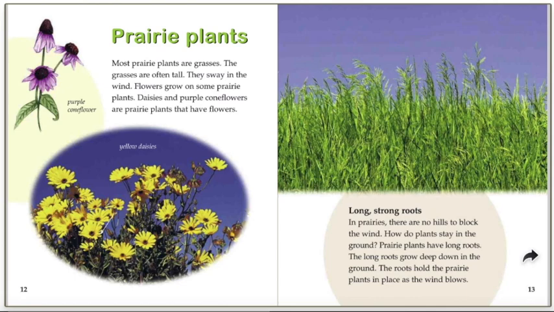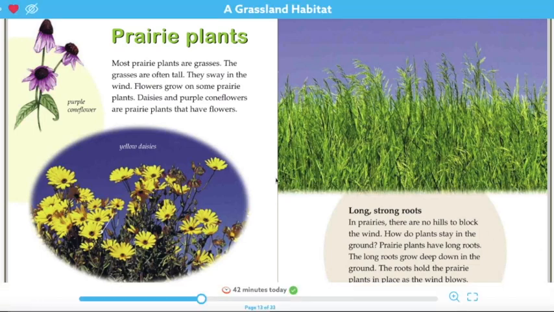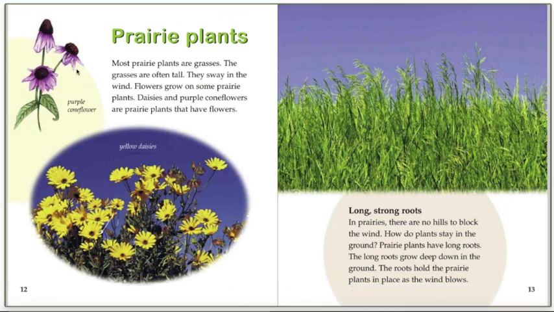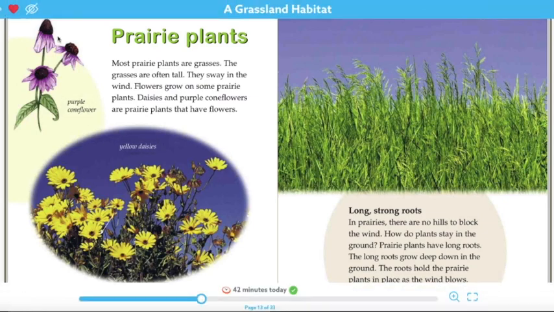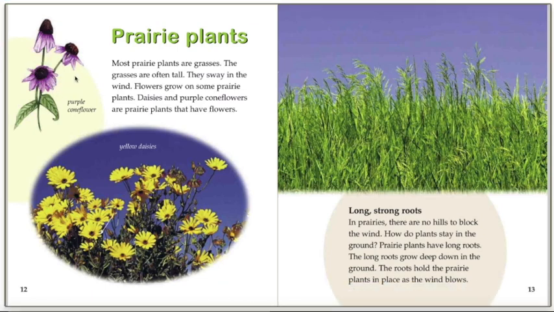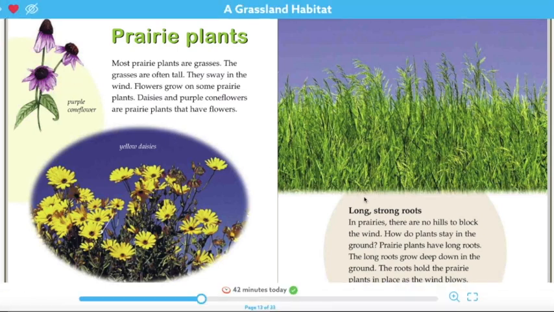Prairie plants. Most prairie plants are grasses. The grasses are often tall. They sway in the wind. Flowers grow on some prairie plants. Daisies and purple coneflowers are prairie plants that have flowers. So here you can see the picture of the yellow daisies, as the label tells us these are the yellow daisies. And up here, purple coneflower. The labels tell us what that picture is.